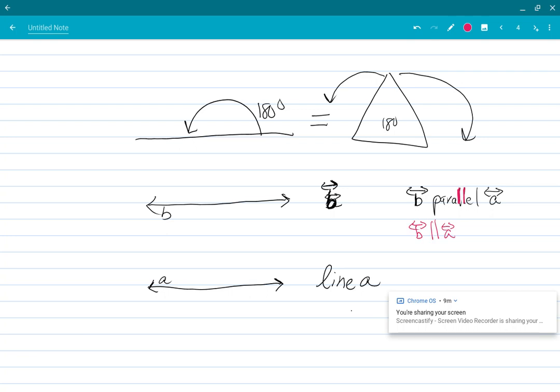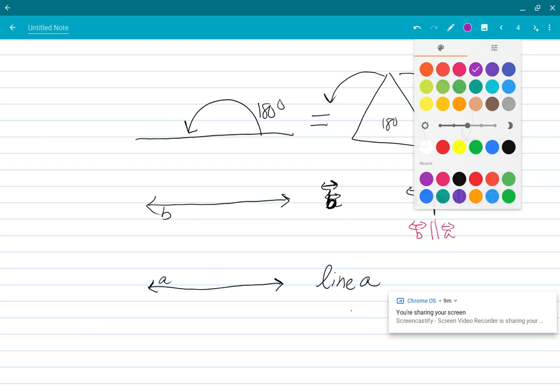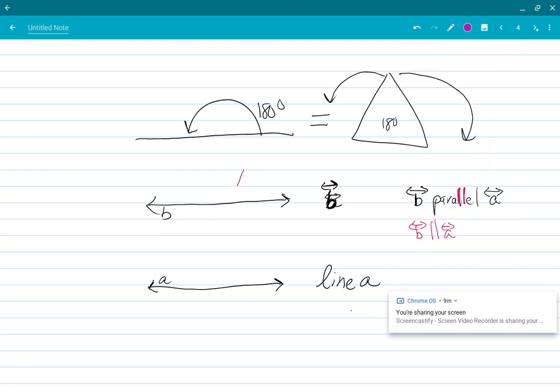Okay, all right, next. Let's draw a diagonal line here, and we're going to call this line E. Okay? Ready? We're almost going to be done with this.